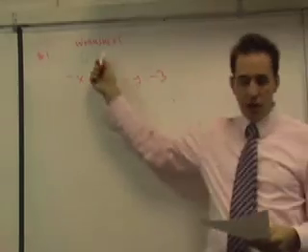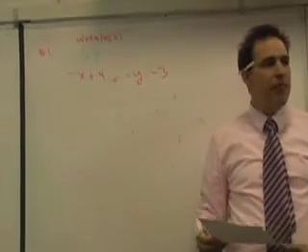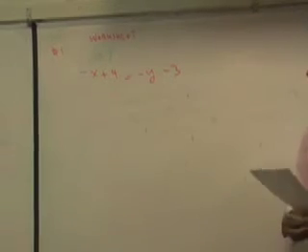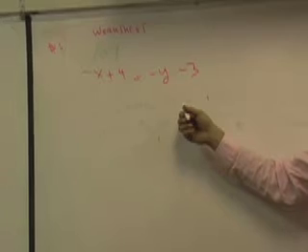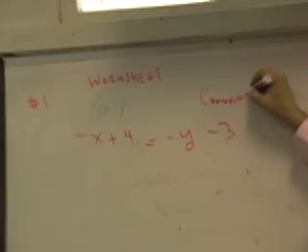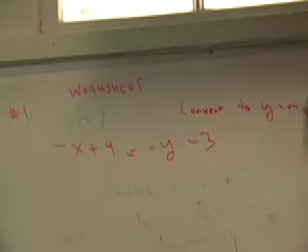Okay, so this is the worksheet that we've been doing for the last couple days. Very important stuff. That's why we're spending so much time on it. This question right here, negative x plus 4 equals negative y minus 3. You're asked to convert that into y equals mx plus b, okay?